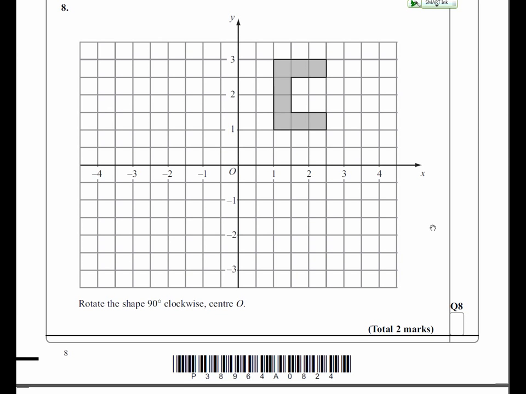Rotate the shape 90 degrees clockwise, center O. So we're spinning the shape around this. I always say, imagine you're stood at your center holding a stick that is attached to your shape. You've got to use your imagination for this one, but it works a treat. I've told you this other trick. Look up in your exam, which way is the clock going? That's clockwise, so you're spinning it that way.